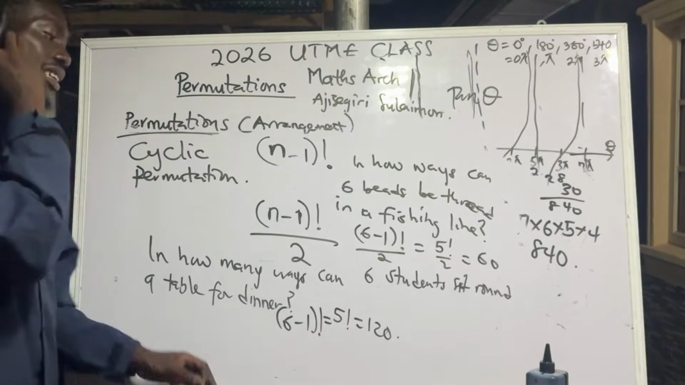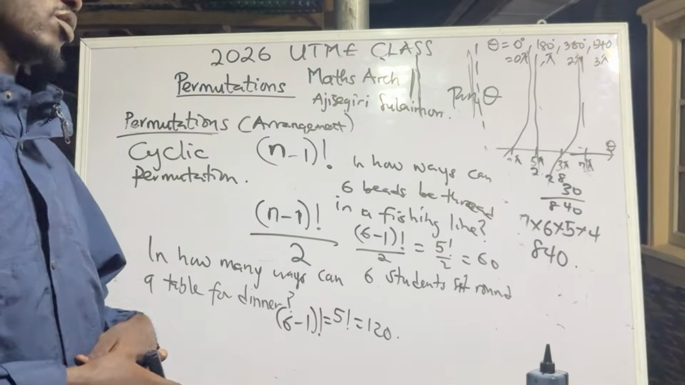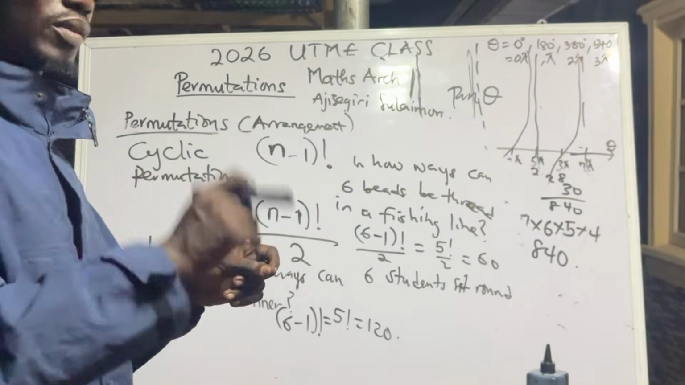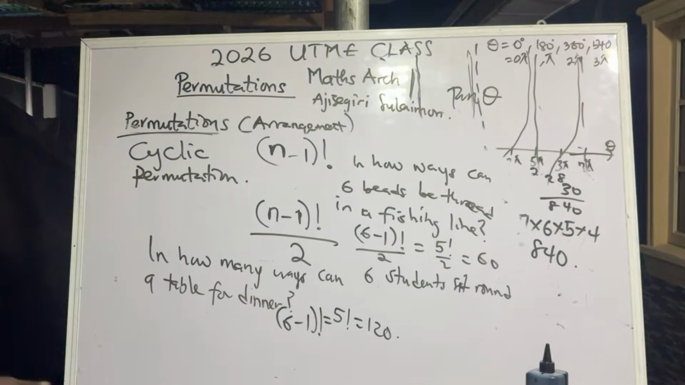So why is it like that? It is because there has been repetition. How many repetitions? Just 2. Moving like this is equal to moving like this, so we have to divide it by 2. This kind of question can then come in another form.